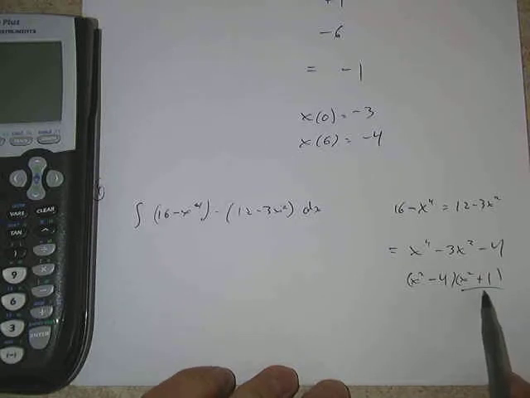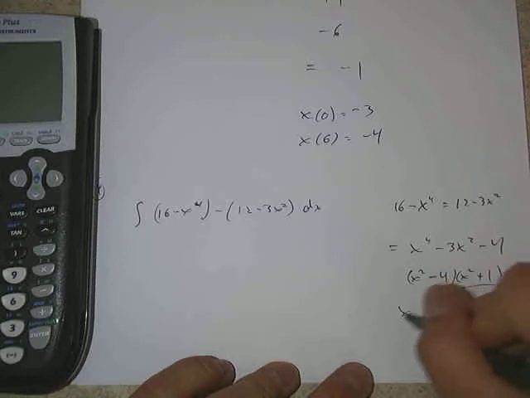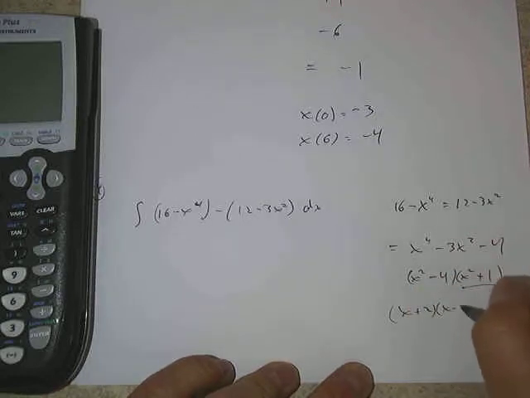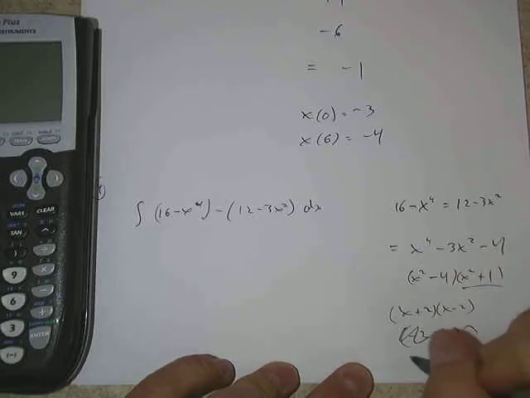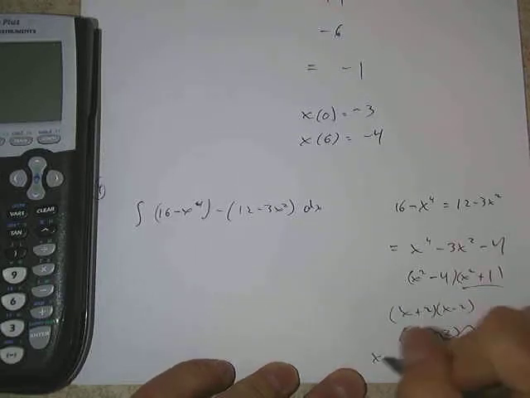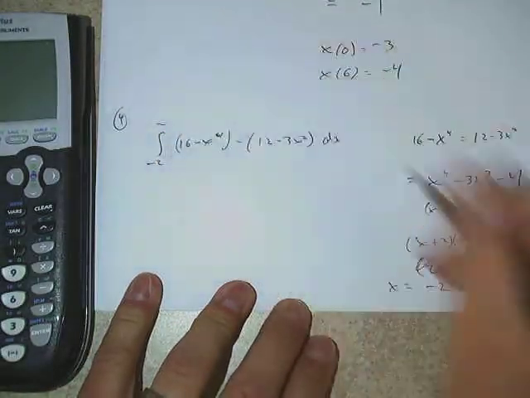So what's the only issue that we have besides that? The limits. So the limits are going to be those x values down there. So how might we find those x values? If we set 16 minus x to the 4th equal to 12 minus 3x squared, wouldn't that equation right there give us those x coordinates in question where they meet?